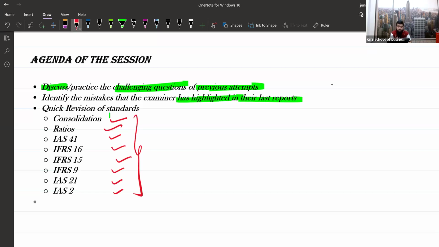We will have some practice questions. Those are related to consolidation. Few questions are related to ratios, IAS 41, IFRS 16, IFRS 15. And I told you, we will not only be solving the question. Instead, we will also discuss the standard, how that particular standard will be solved, or how that particular question or similar questions will be solved. So we will definitely be discussing all of these areas.